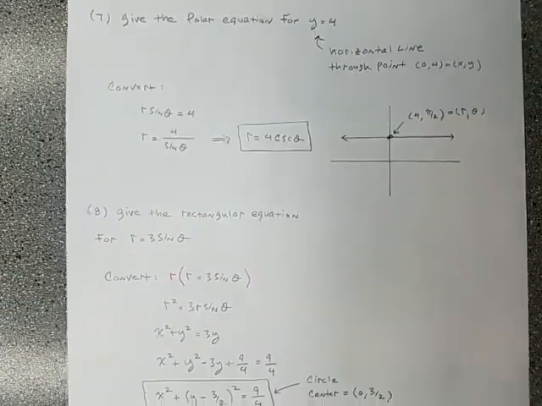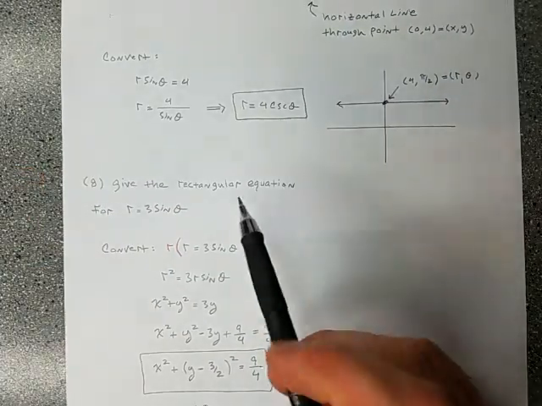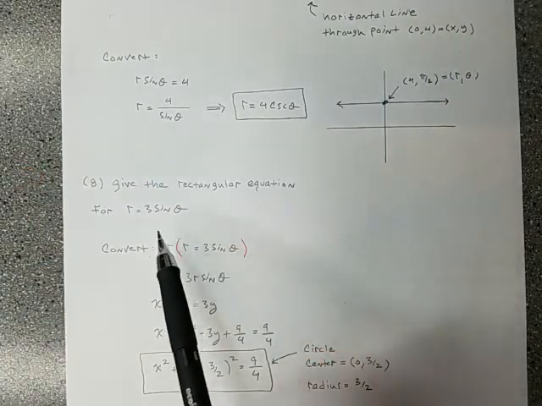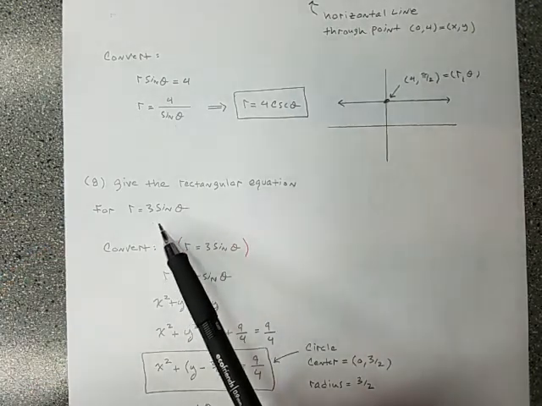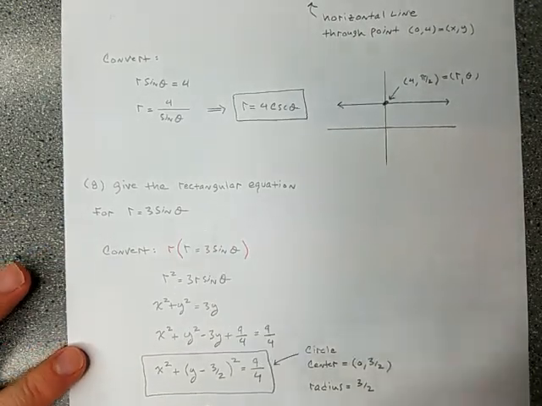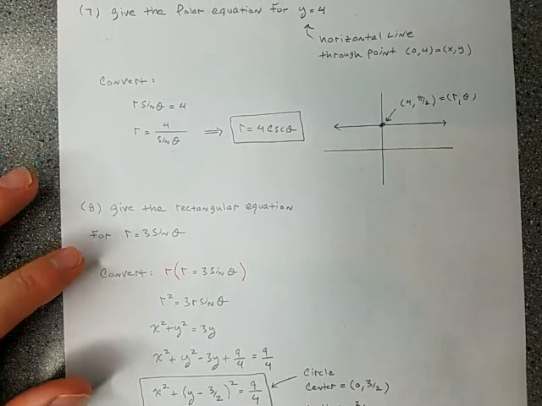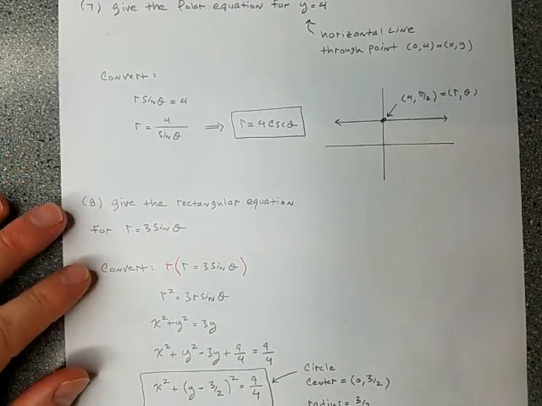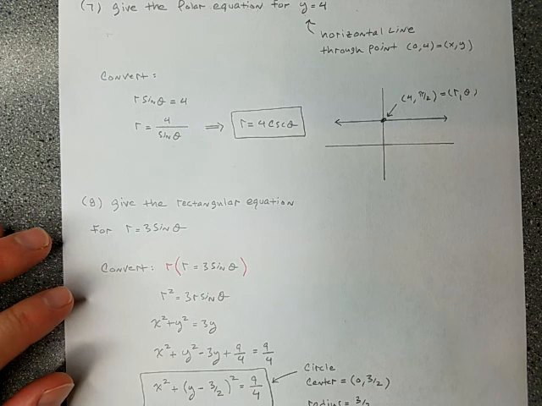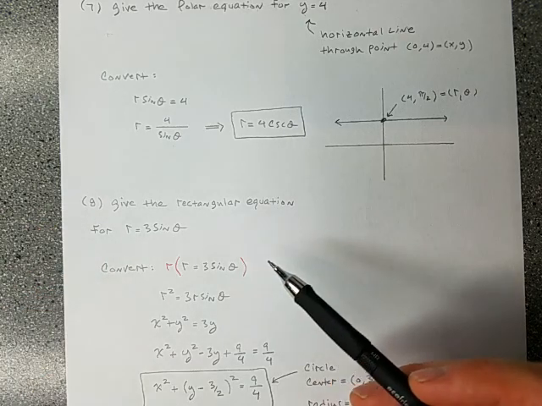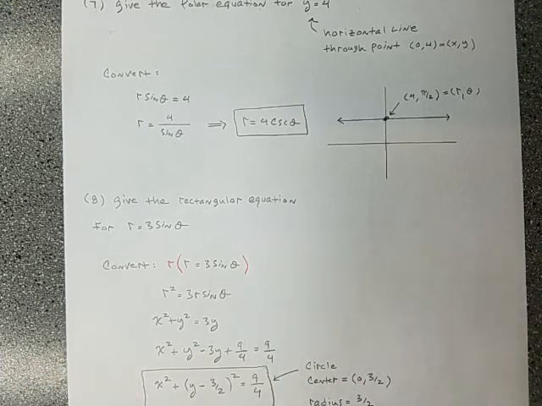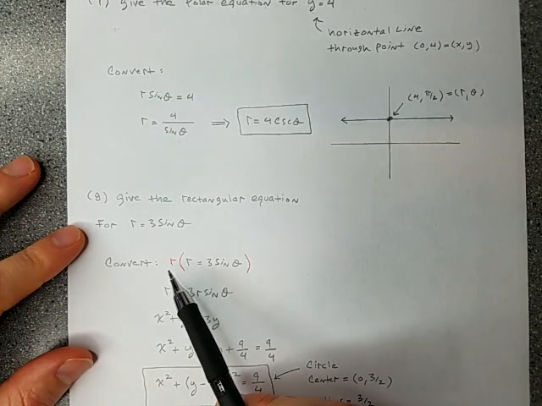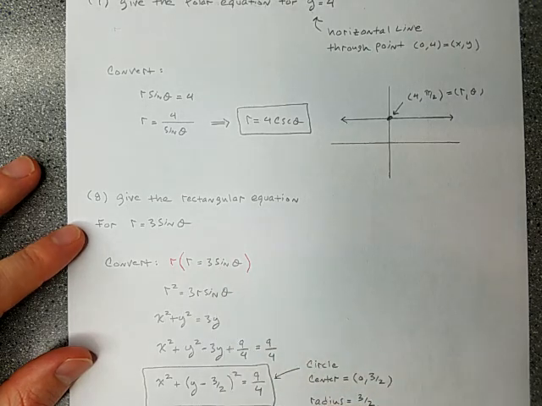Okay. So question 8, give the rectangular equation for r is 3 sine theta. Okay, so that would involve converting it in terms of x and y. Now, my conversion equations are that x squared plus y squared is r squared. X is r cosine theta. Y is r sine theta. Those are my conversions.